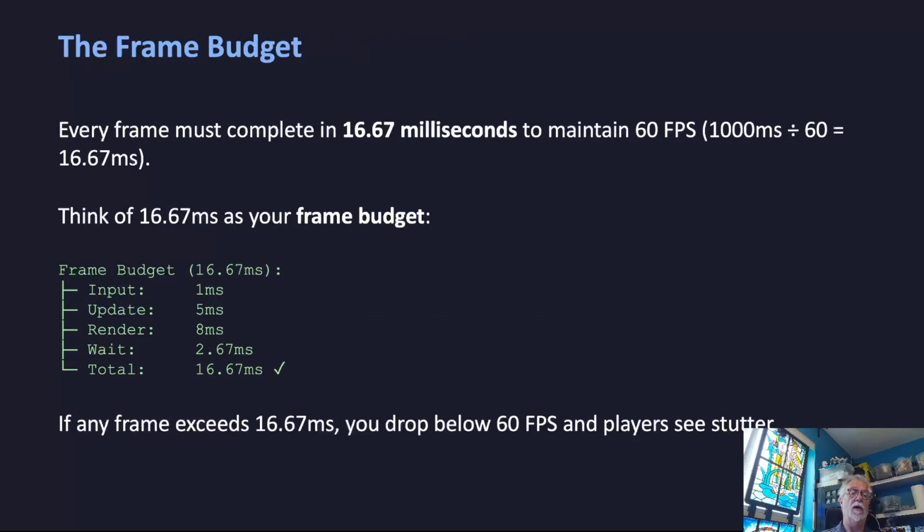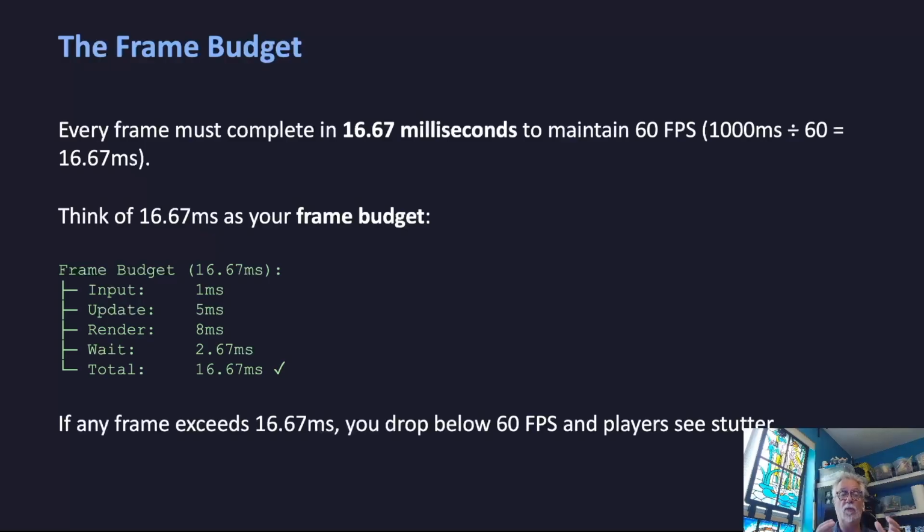So let's agree that we're going to do 60 frames per second, okay? And so at 60 frames per second, we have 16.67 milliseconds. So typically you have a budget. You have only so much computing that you can do.